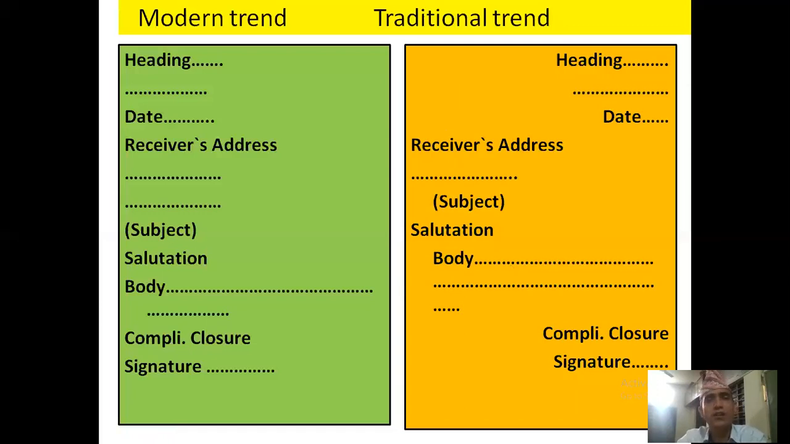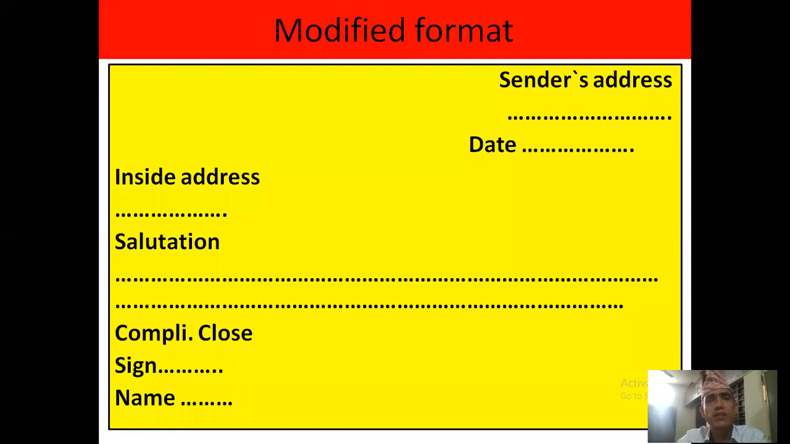Now come to another one. This is the modified format. This modified format contains some of the features of the traditional format and the modern format. So one part you can see here, the sender's address or heading, is taken from the traditional part, and the remaining parts are arranged according to the modern trend. So only the sender's address and date are kept at the top right hand corner of the page, but other parts are placed according to the modern trend.